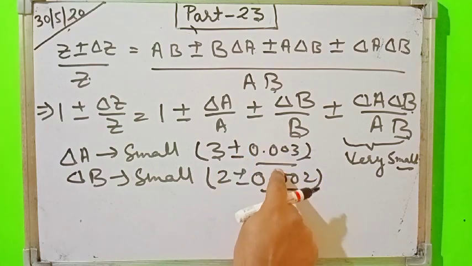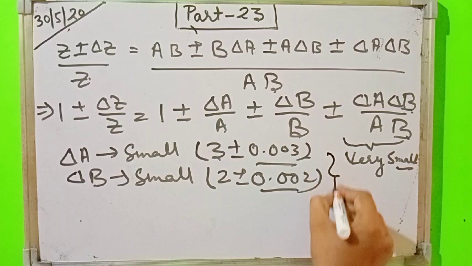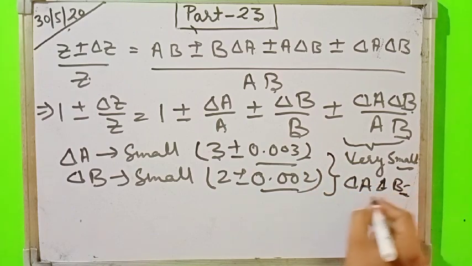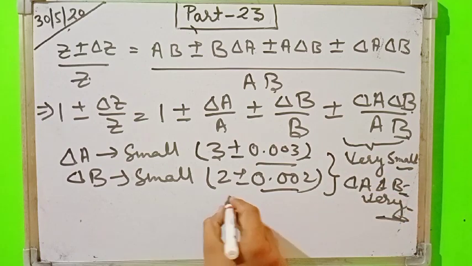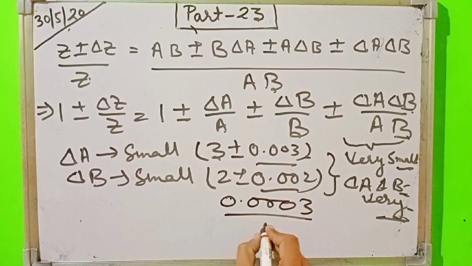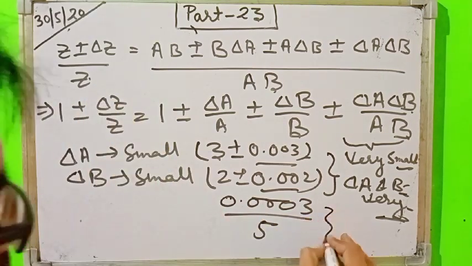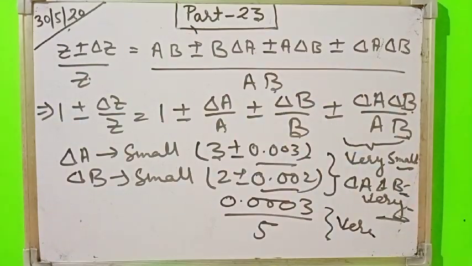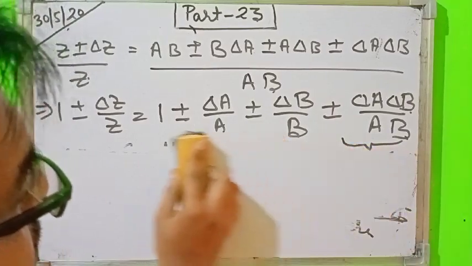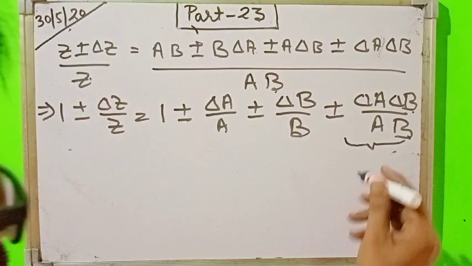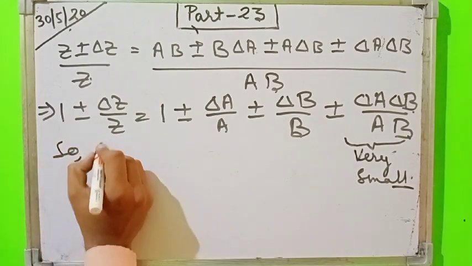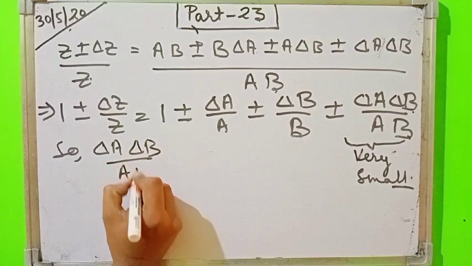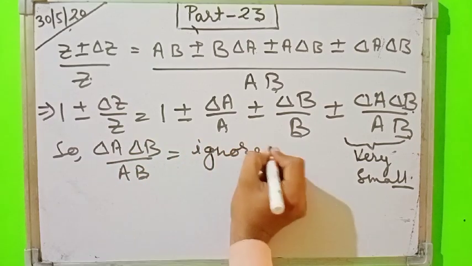And since delta A and delta B are very small, it means the product of delta A and delta B is also very small. When a very small quantity, suppose 0.0003, is divided by 5, we again get a very small quantity, so it is ignored. So here delta A into delta B upon AB can be ignored.